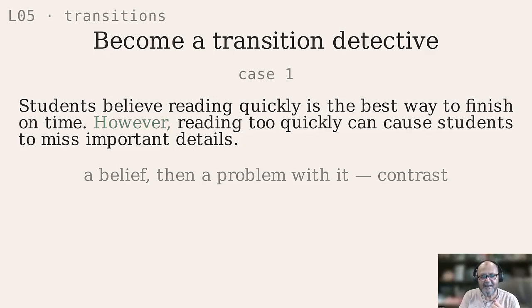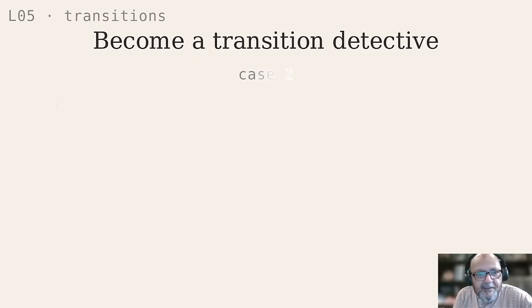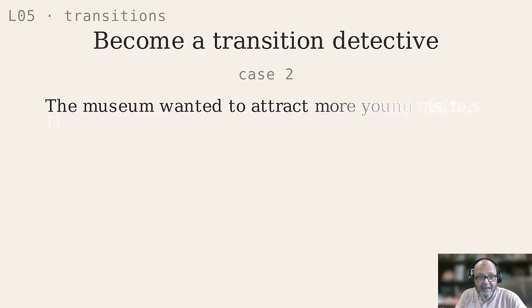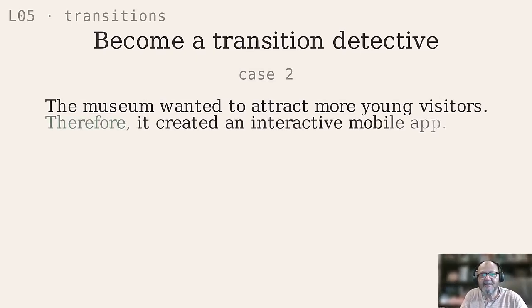All right, let's look at the second example. The museum wanted to attract more young visitors. Blank. It created an interactive mobile app. Why did the museum create the app? Because it wanted to attract younger visitors, right? The second action is a result of the first idea.